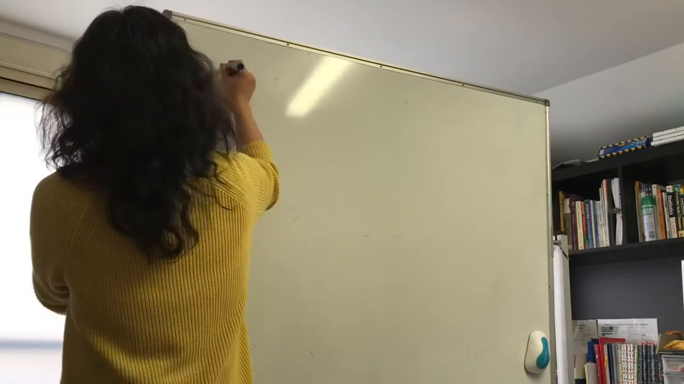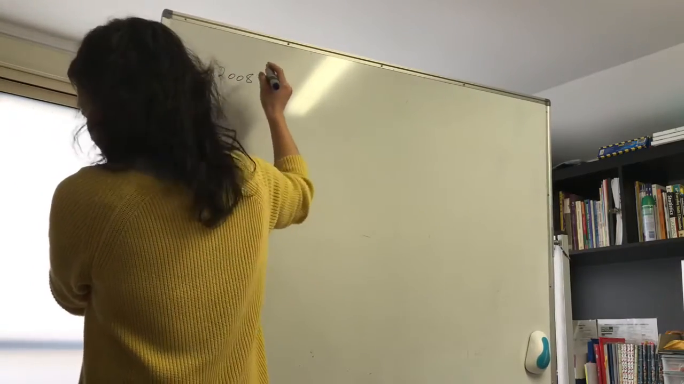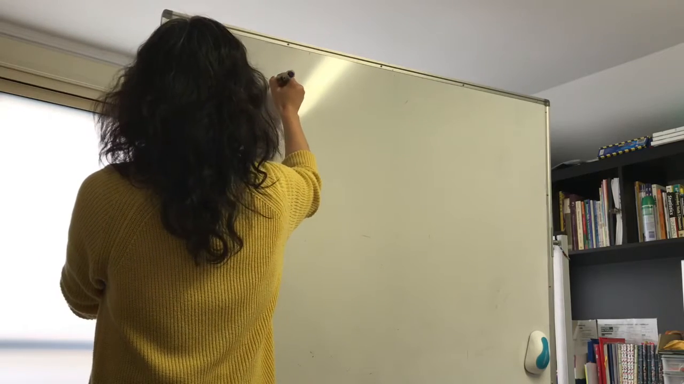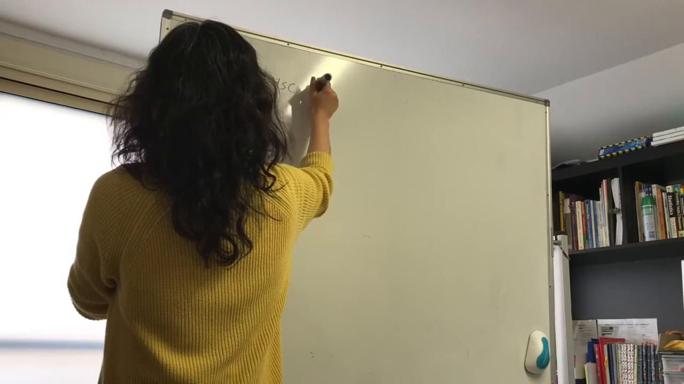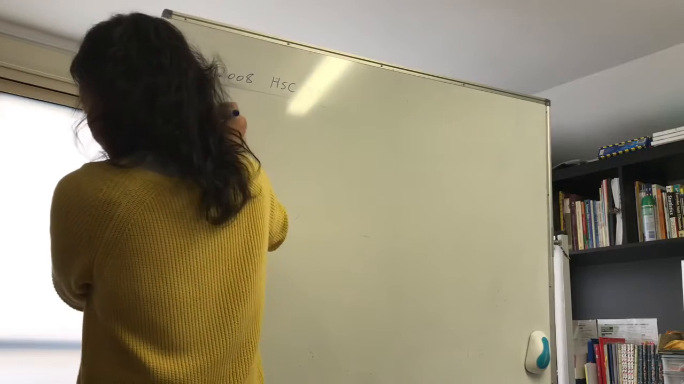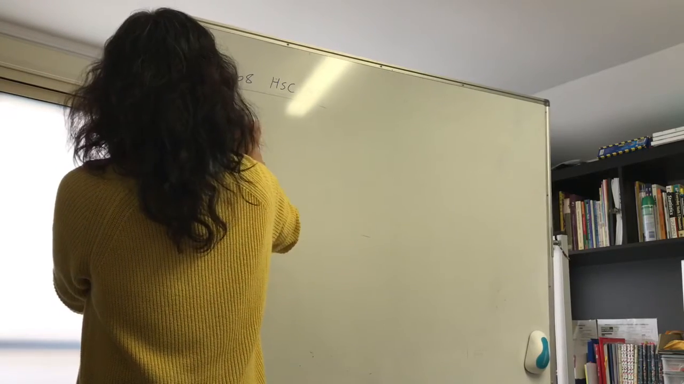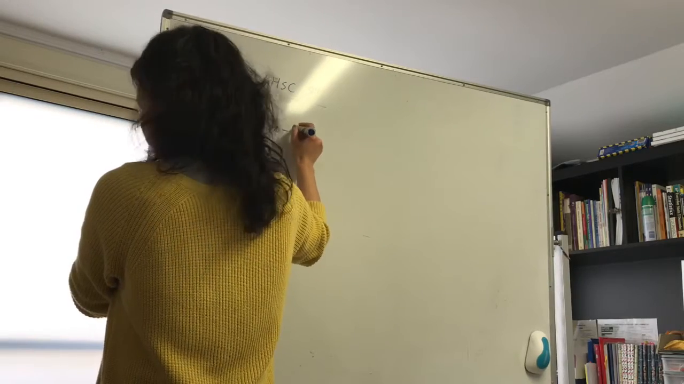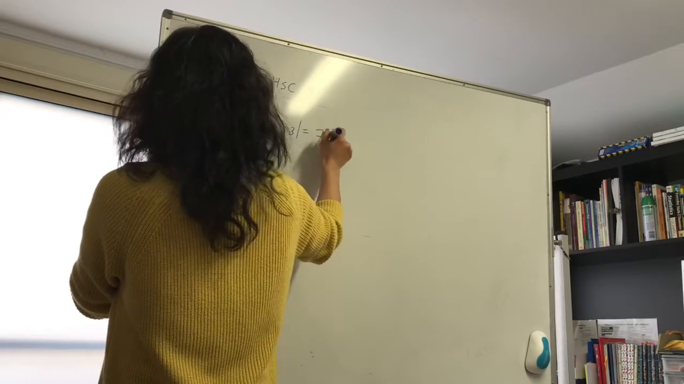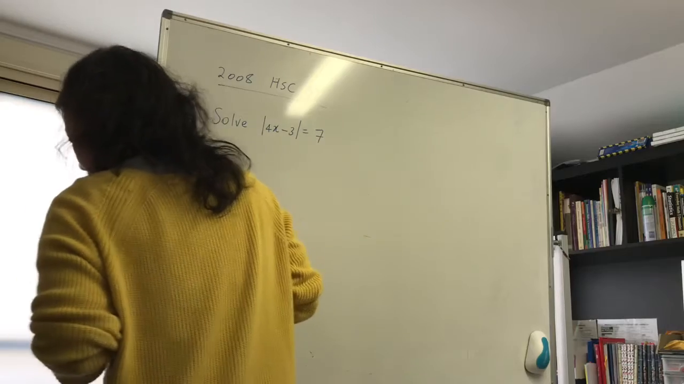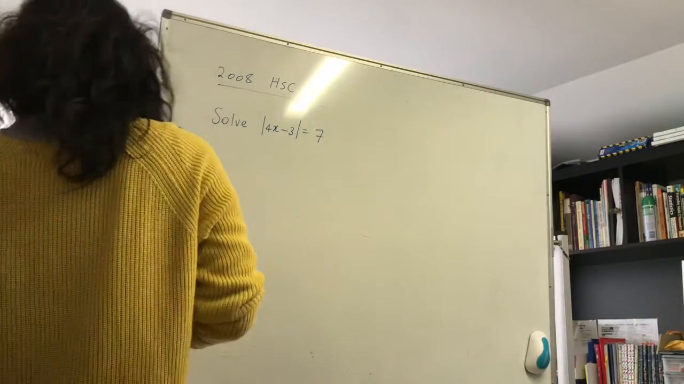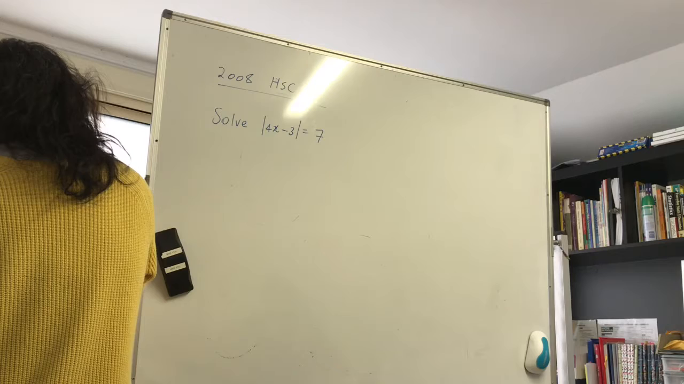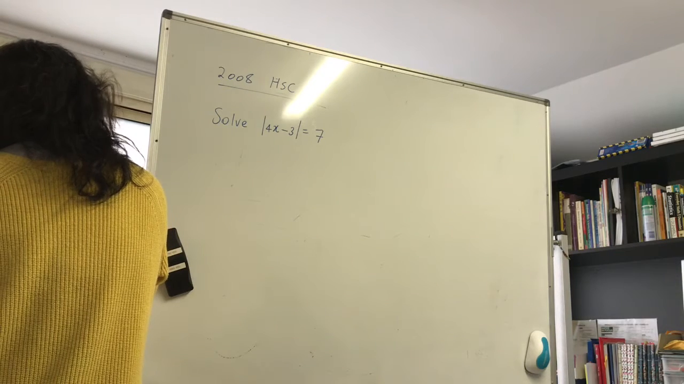Next one is 2008 HSC question 1. Okay, so another one. Solve the absolute value of 4x minus 3 equals 7. All right, have a go. These are 2 marks. Have a go at that and see what you're going to get. So we are expecting 2 solutions here.